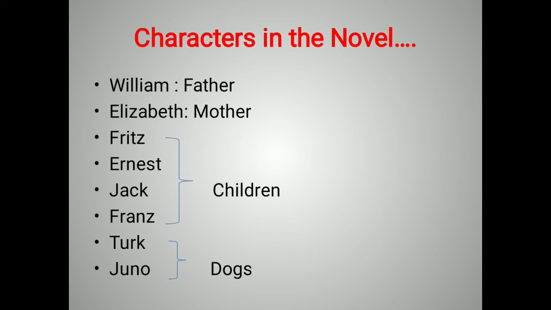Next, we need to discuss two animal characters here. The first one is Turk. Turk is the English dog, and Juno is the Danish dog. These are the categories of the dogs, or you can say species of the dogs. So Turk is an English dog and Juno is a Danish dog. I hope you understood the characters very well. William, father; Elizabeth, mother. Their four children are Fritz, Ernest, Jack, and Franz. And two dogs were there, Turk and Juno.